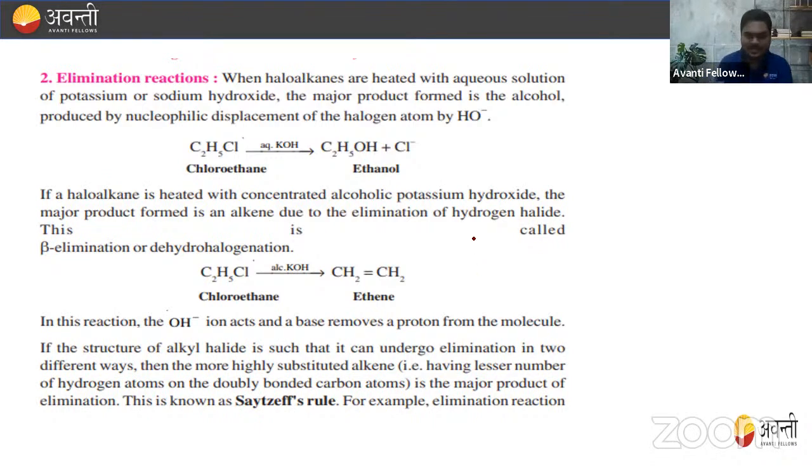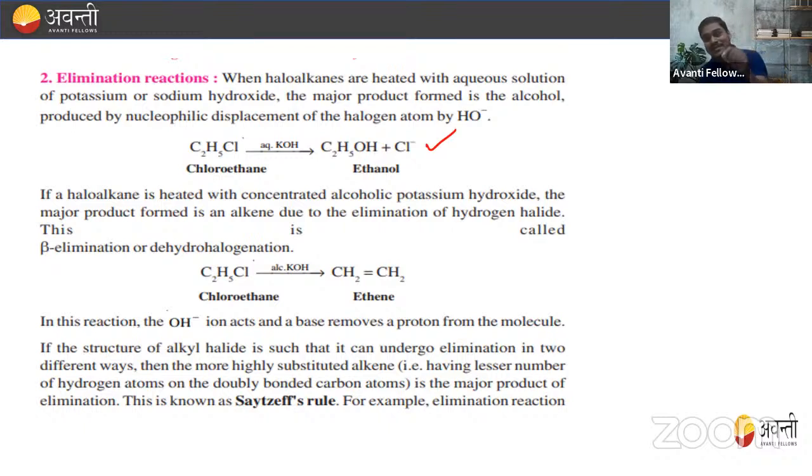As the name suggests, what is elimination reaction? When haloalkanes are heated with an aqueous solution of potassium or sodium hydroxide, the major product formed is alcohol, produced by the nucleophilic displacement of the halogen atom by the hydroxide. So let's see this. This is chloroethane, and when we treat it with aqueous KOH, what is formed? Ethanol and chloride ion.